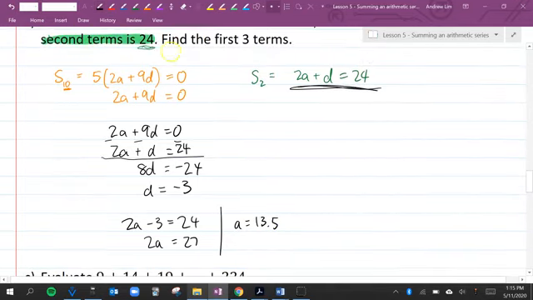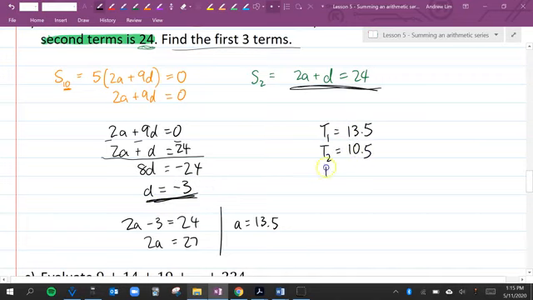So the question now says, find the first 3 terms. So term 1 is 13.5. The second term is going to be 3 less than that, because the common difference is negative 3. So that's 10.5. And the third term is 7.5. Okay, so if we were to actually write out the AP, or the arithmetic series in this case, we would say it's 13.5 plus 10.5 plus 7.5 plus etc.